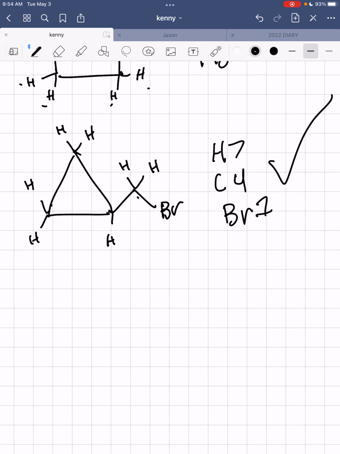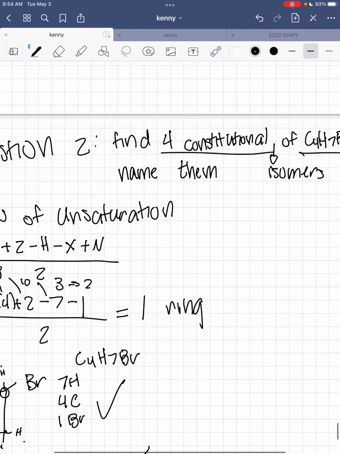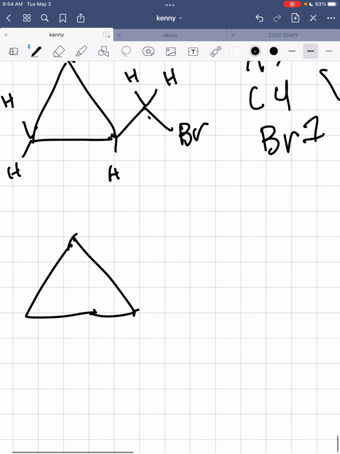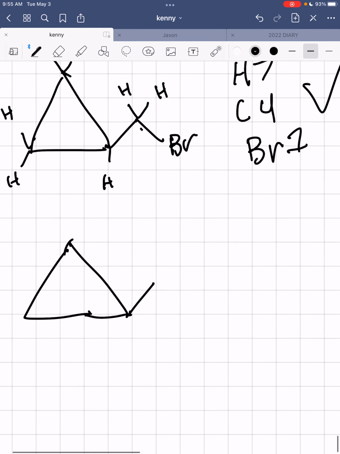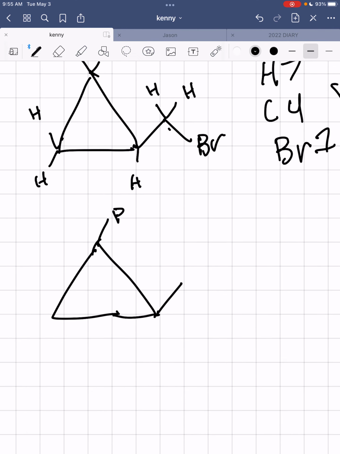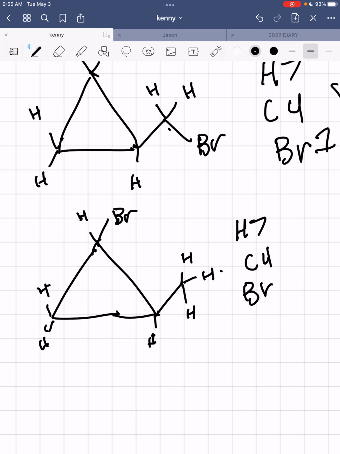We can't go down. If we still want one ring, the minimum, we need to find 2 more isomers. So where else can you place the bromine from this shape of carbons? You can just place it on a different carbon. So count it out. 1, 2, 3, 4, 5, 6, wait, 1, 2, 3, 4, 5, 6, 7. 1, 2, 3, 4 carbons, 1 bromine.